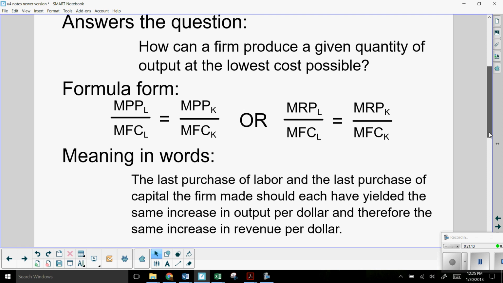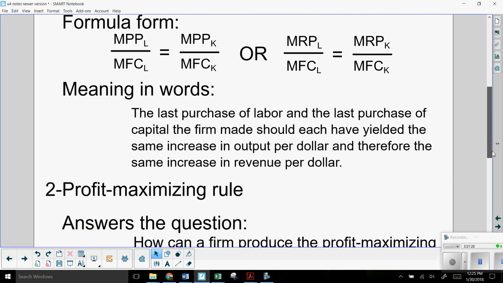And if the firm is going to spend dollars hiring workers and buying more capital, they want the dollar they spend to boost their output, if you're looking at this version, or to boost their revenue, if you're looking at this version, as much as possible.